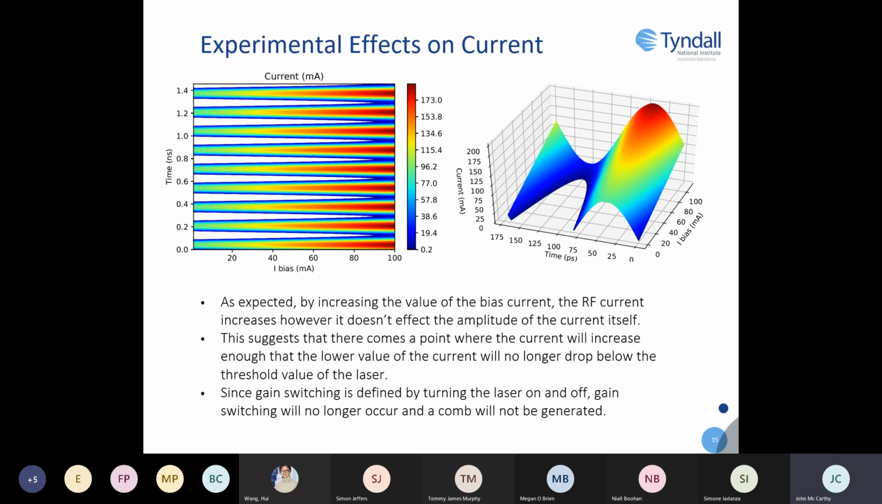So why am I showing you this one? Well, as you can see from the plots, as the bias current increases, so does the minimum value of the sinusoidal current. This suggests that there comes a point where the minimum value of the sinusoidal current can increase above the threshold current of the laser. As a result, the laser can no longer be switched off. And since gain switching only occurs by switching the laser on and off, there comes a high enough bias current whereby a comb can no longer be generated.